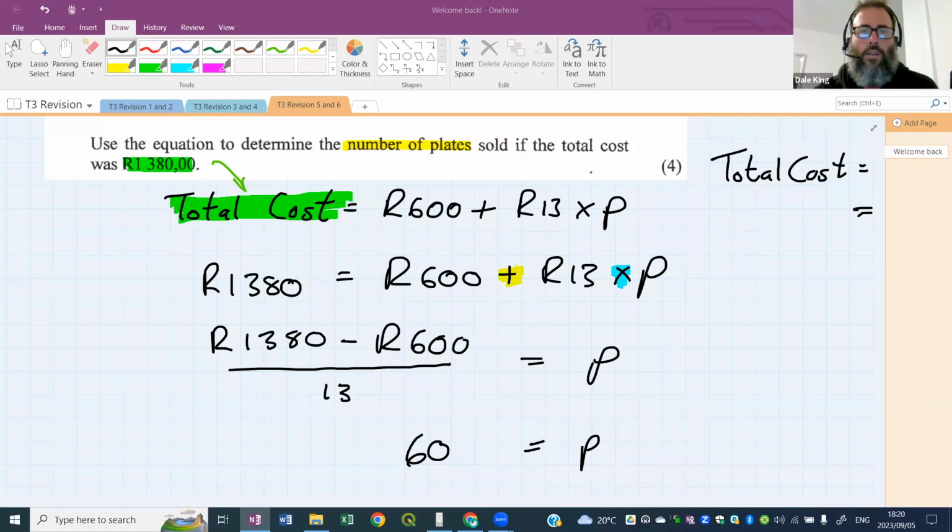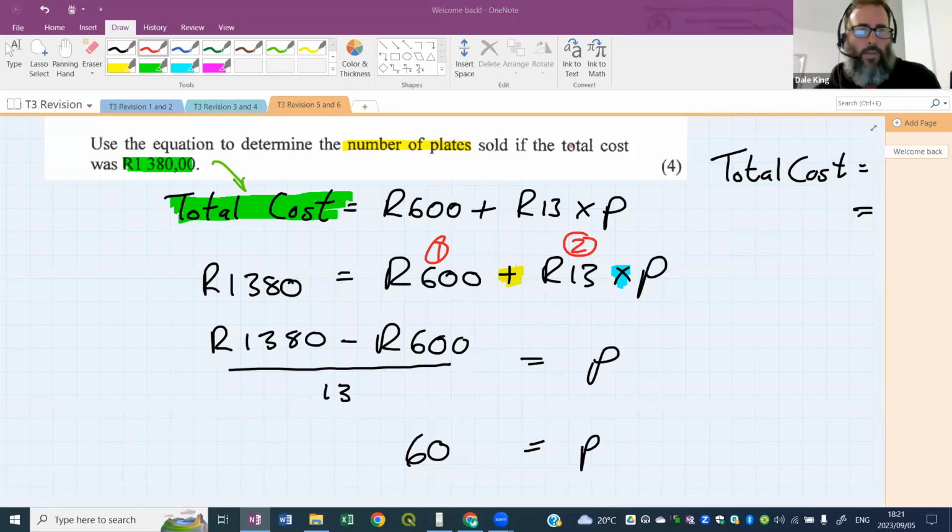All right. So Liana, just be careful. Don't divide by the 13 first. Also, another trick is you work from the outside in towards the P. This 600 is furthest away from the P, so we deal with it first and you work your way in towards the P. So first the 600, step one, and then step number two, deal with the 13, which is right next to it.